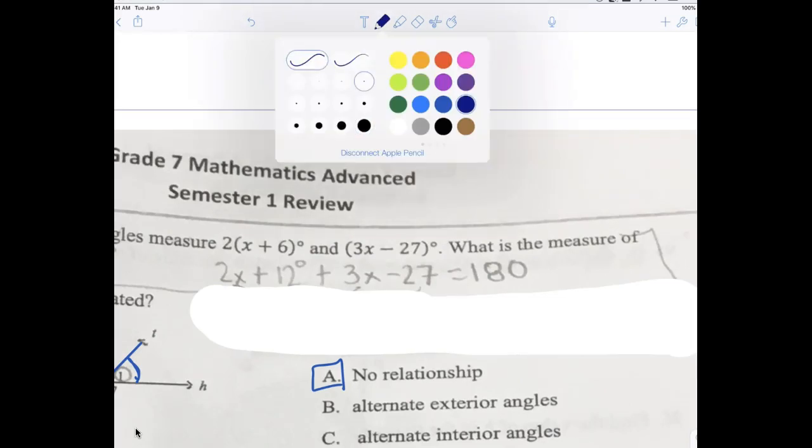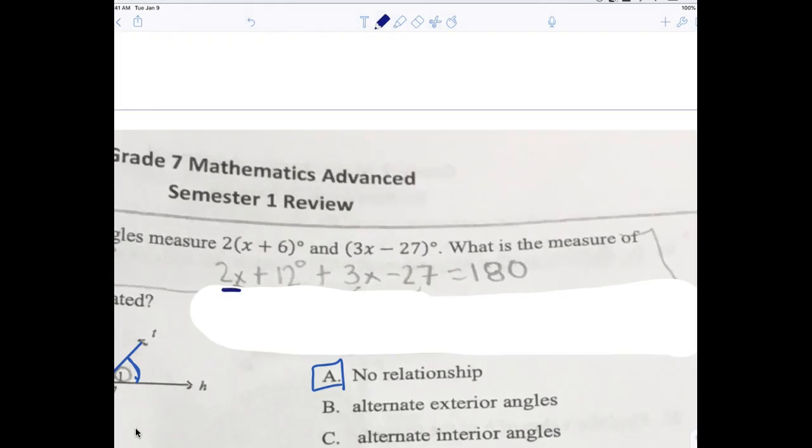So when you combine, tell me again, 2x and 3x is 5x, right? 12 minus 27, what's that now? 20 minus 10 is 10. So then it would be 15. So it'd be 5x minus 15 equals 180. All right, now what?